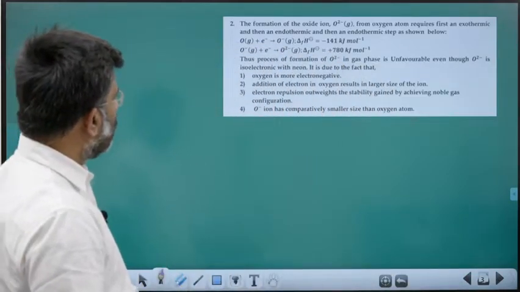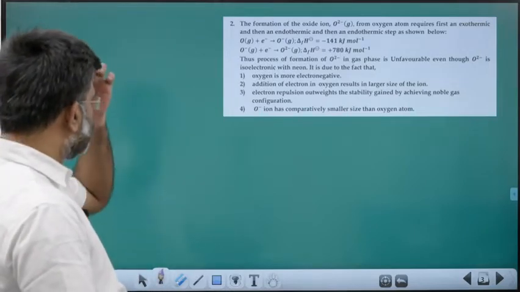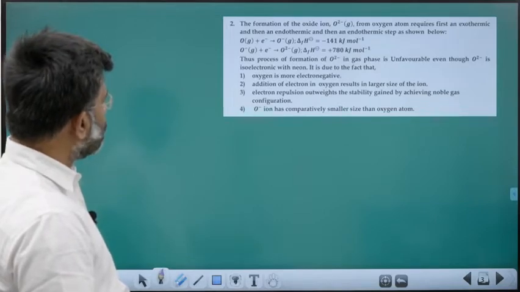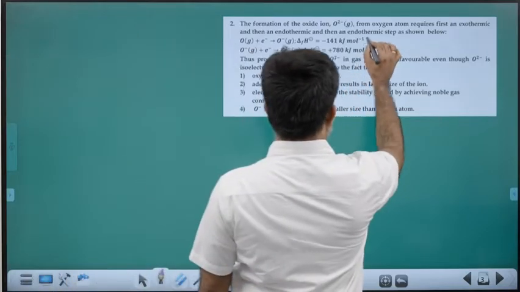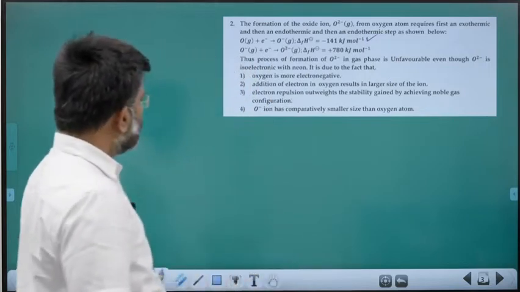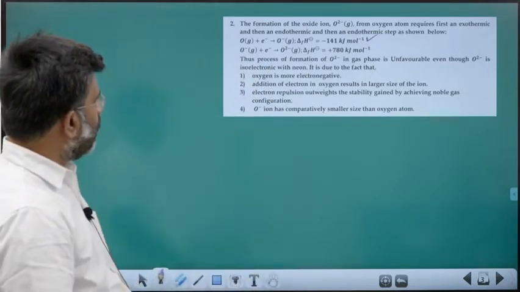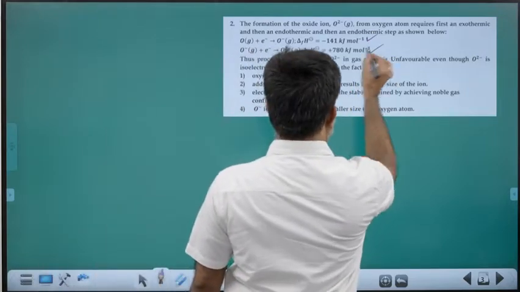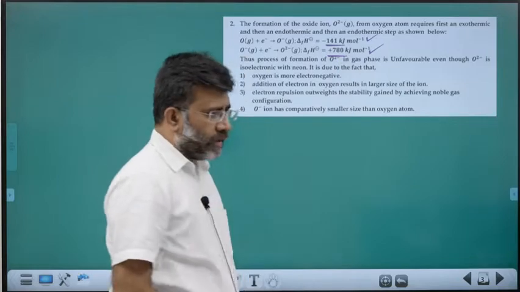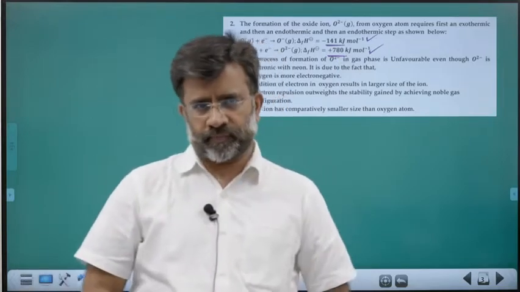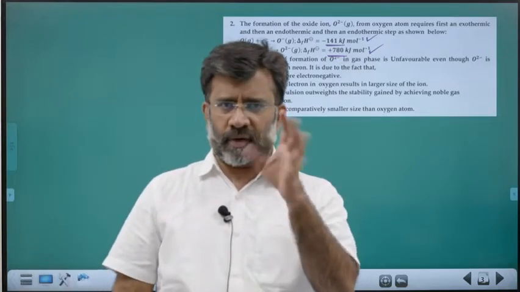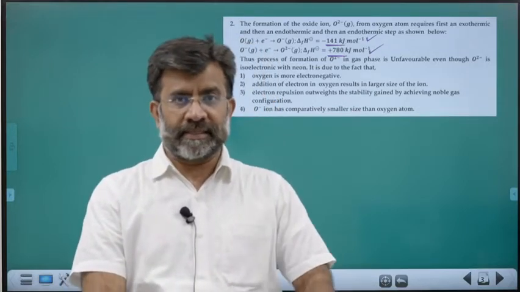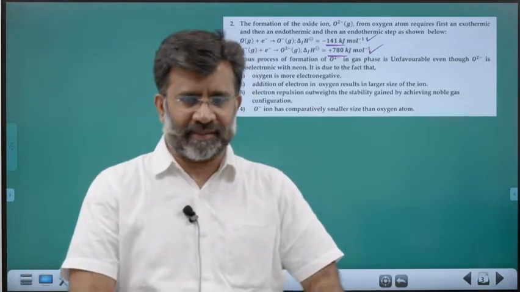The formation of oxide ion. You see, oxygen accepts an electron giving O minus, and the value is minus 141. And O minus accepting one more electron, giving O2 minus, the value is endothermic. That is the point. So the first electron gain enthalpy value, not only for oxygen, for almost all elements, is negative, and the second value is positive for all elements.